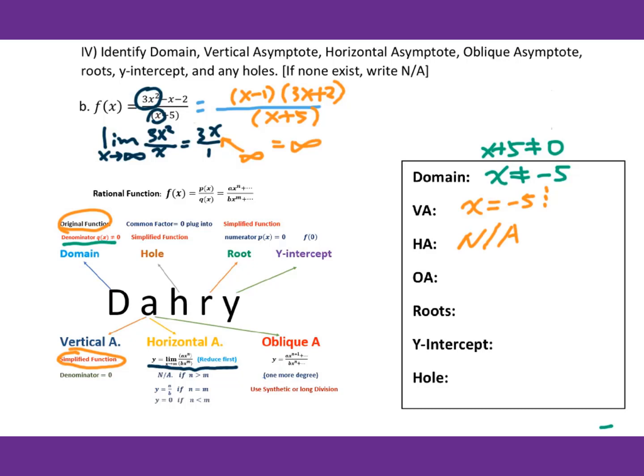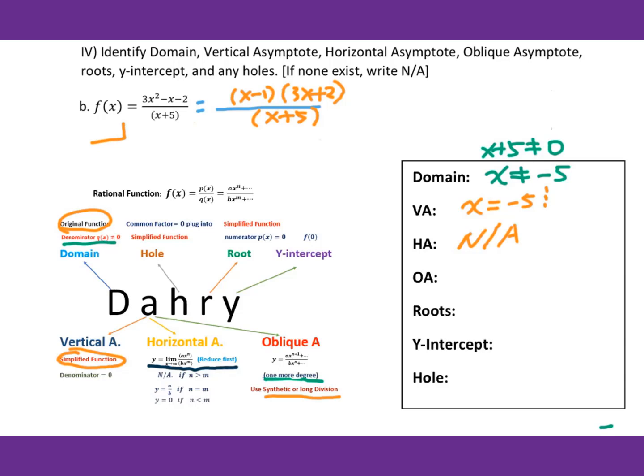For the oblique asymptote line, one more degree, which means your numerator has one more degree than the denominator. We do have an oblique asymptote line for this rational function because of this x squared, here's x. You have to do synthetic division or long division. For this rational function, synthetic division is much easier.